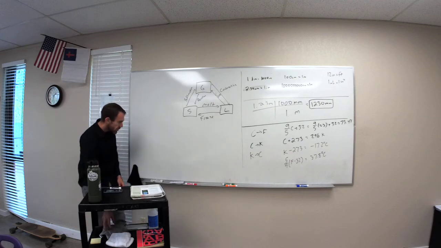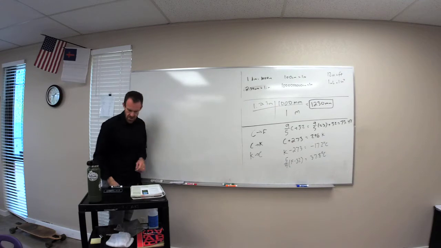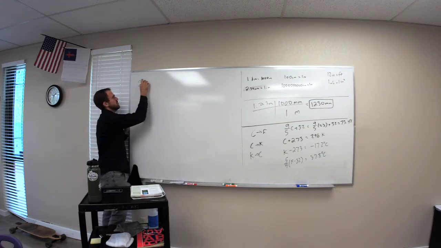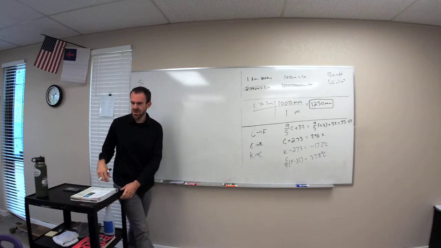So, homework-wise, what were the two elements? Silicon and nickel. Okay, what's the atomic number of silicon?